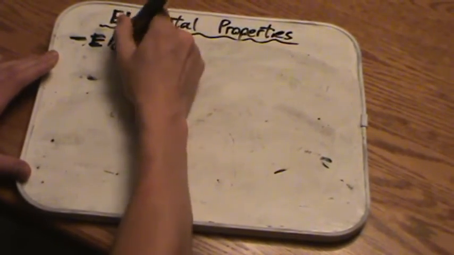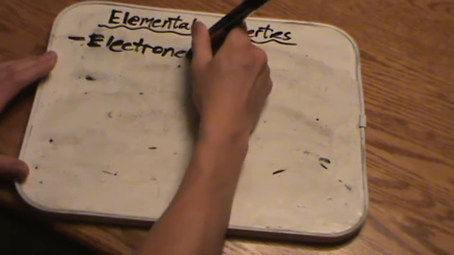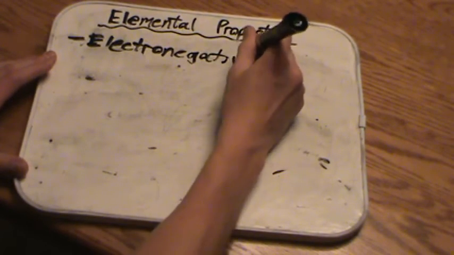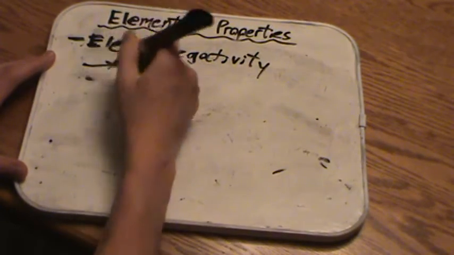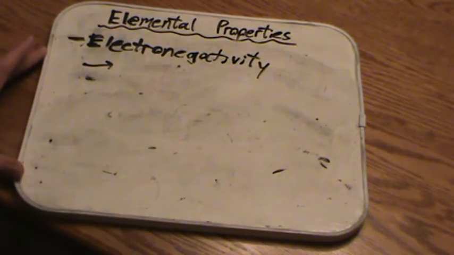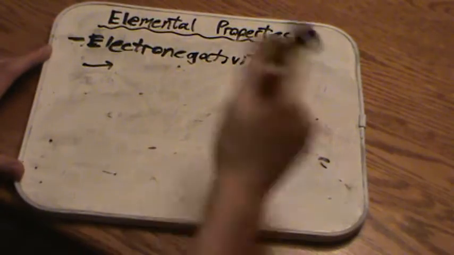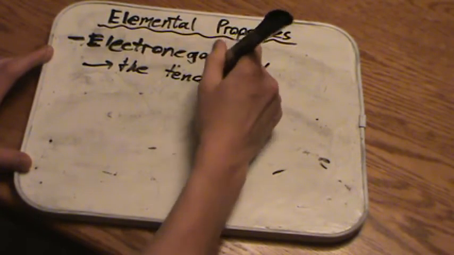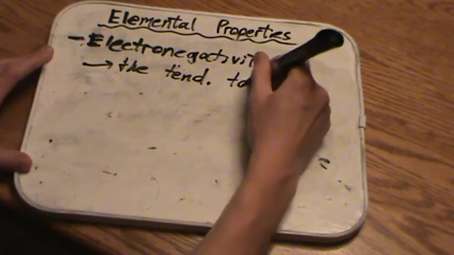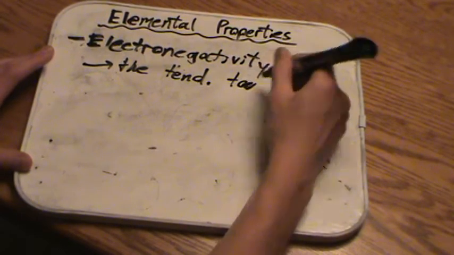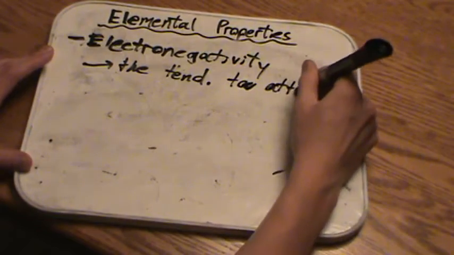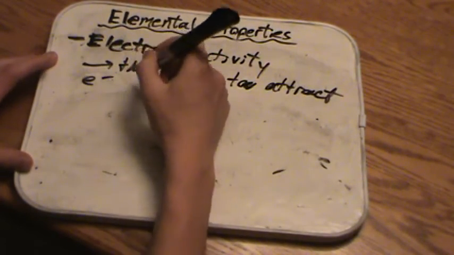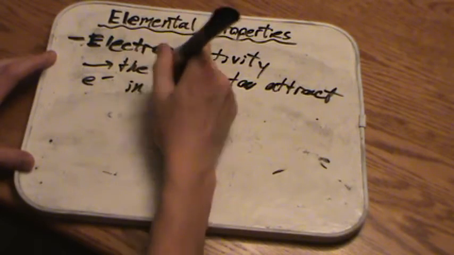Electronegativity, it fits right into the word electron. Negativity, electronegativity. And as I described before, this is the concept of the tendency to attract electrons in a bond.